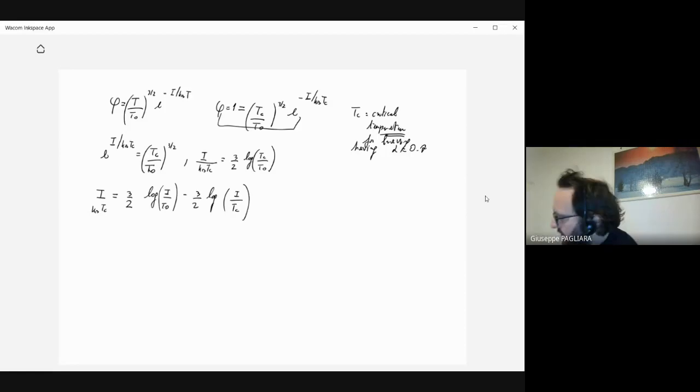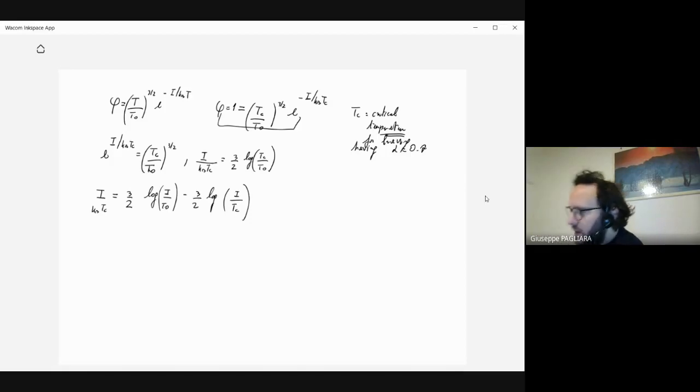So therefore I will have I divided by T0, then I have plus Tc divided by I, but then I can add the factor of minus, and then I have the ratio between I and Tc. So this should be correct. The log of Tc divided by T0.